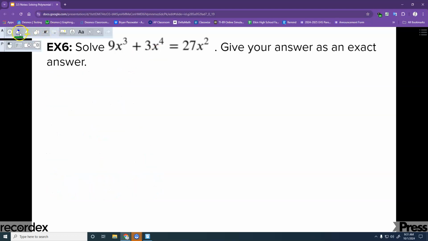All right, so on any of these, whether we're graphing or no matter what we're doing, we want to move everything to one side first. So I need to subtract that 27x squared and move it over here. Also, we typically like to write these in order from highest exponent to lowest exponent. So I'm going to put that 3x to the 4th first. Then I've got a positive 9x to the 3rd and a negative 27x squared.